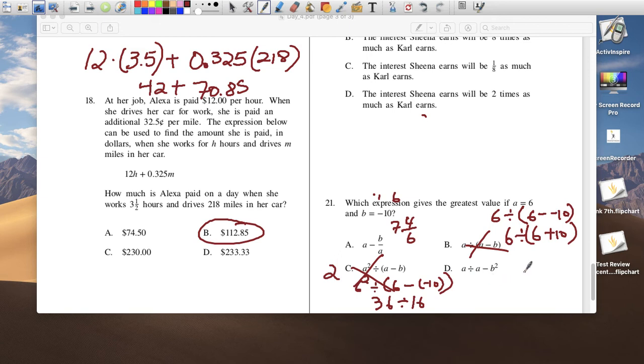And this one, A divided by A minus B squared, so A is 6, divided by 6 is 1, minus B squared, which is... We have to write it very carefully. The value of B is -10 to the second power. So that's also not going to be it. 6 divided by 6 is 1. Minus -10 to the second power is -10 times -10, which is 100. Right? So now it becomes 1 minus, so it's -99. So the final answer is actually A. We were right.